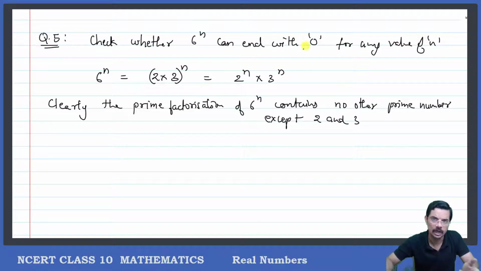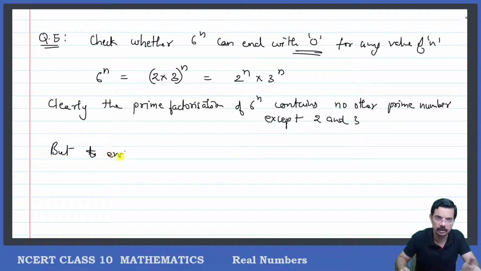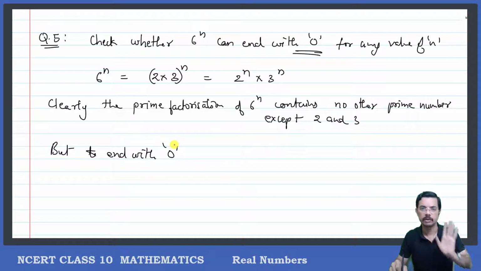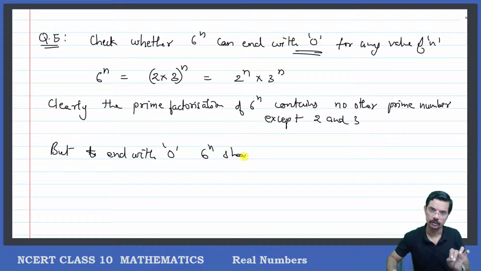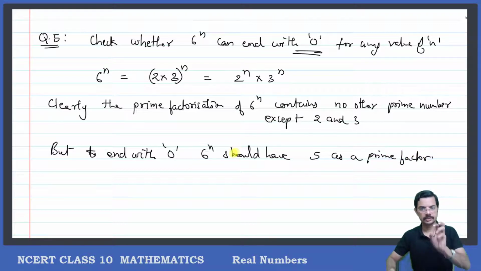But to end with 0, what should happen? 5 should be a factor, correct? Because if it ends with 0, it will be divisible by 5, correct? To end with 0, 6 raised to n should have 5 as a prime factor, but that is not the case.